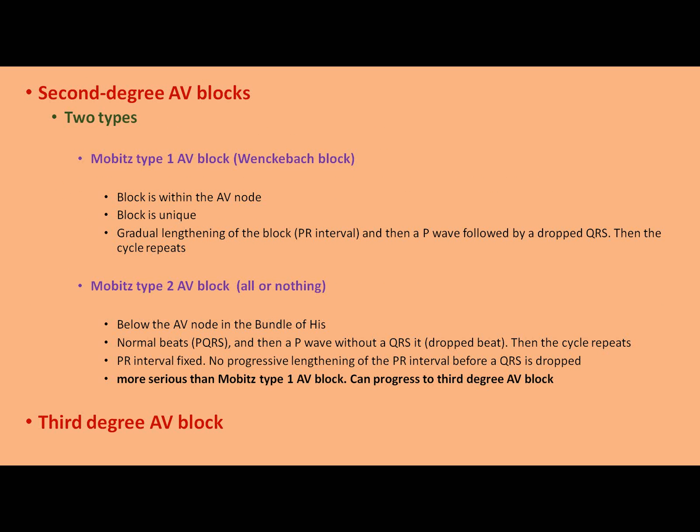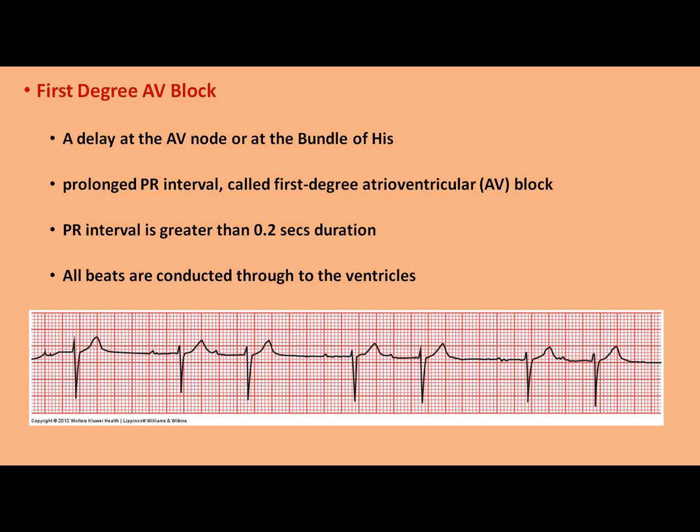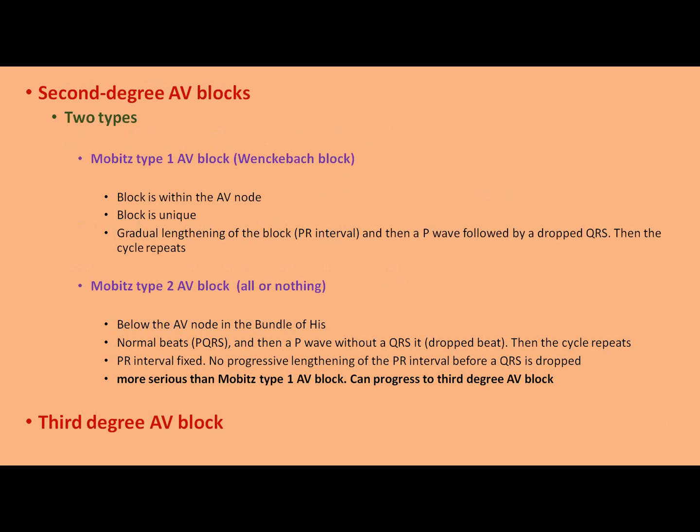Mobitz type 1, the second degree block. That was the first degree block. Second degree block has 2 types. One is Mobitz type 1, also called Wenckebach. This block is inside the AV node. It has this interesting thing: the PR interval gets longer, the next one is longer, the next one is longer, and then a beat drops. Then the whole thing starts all over again. And usually this is not that dangerous.